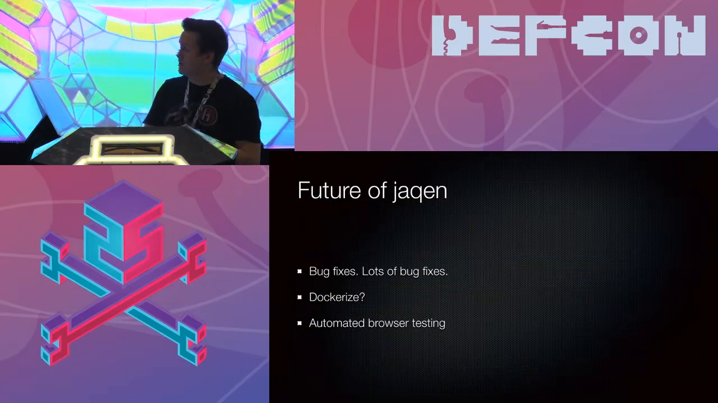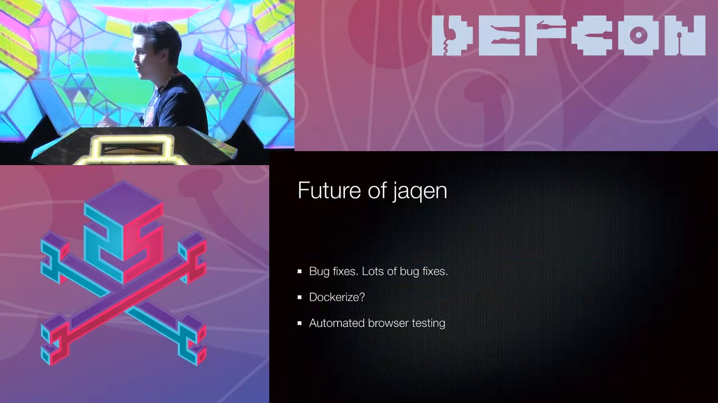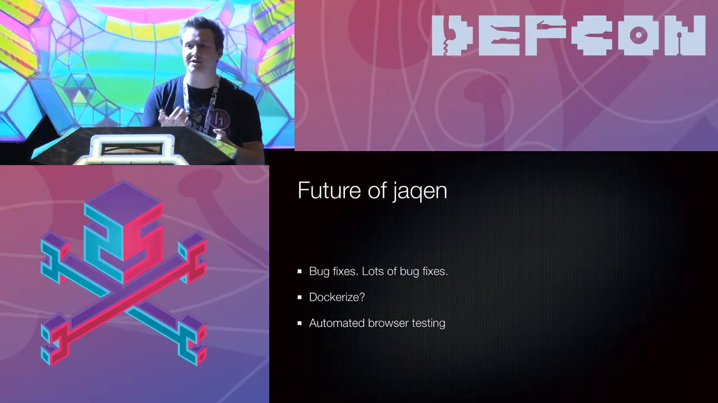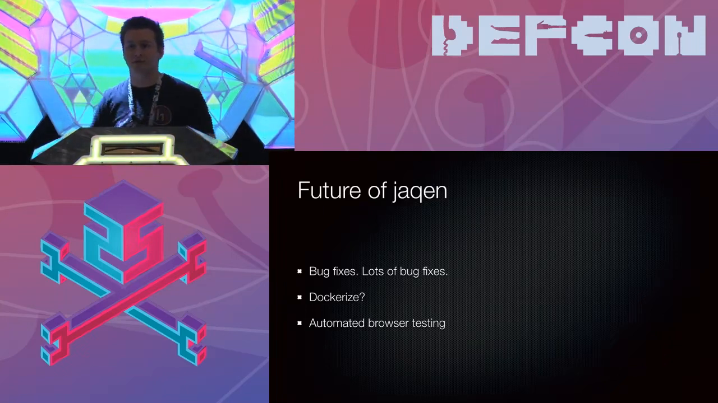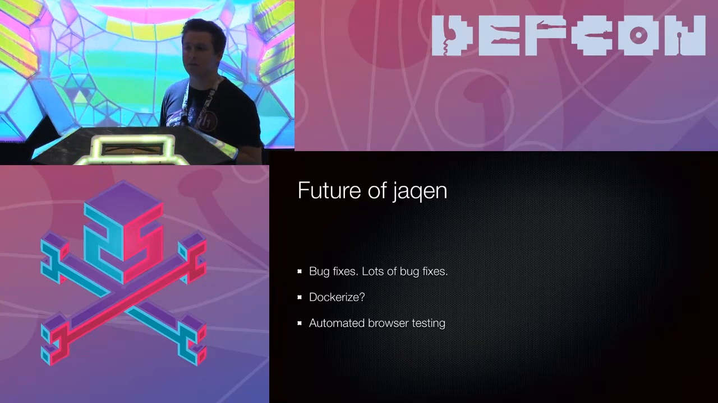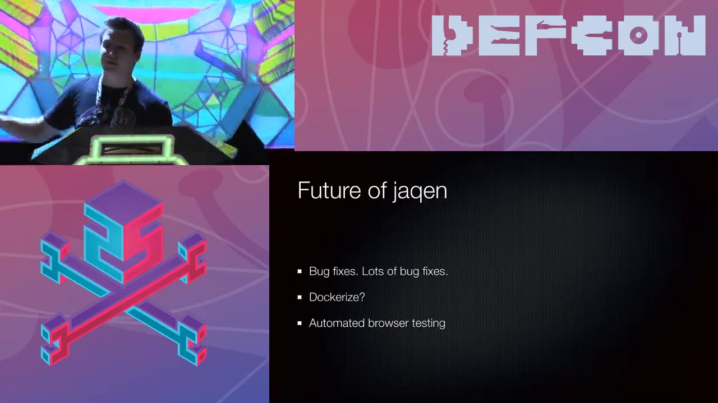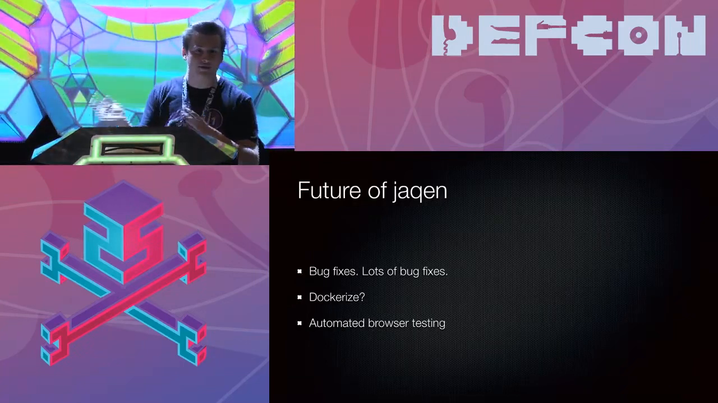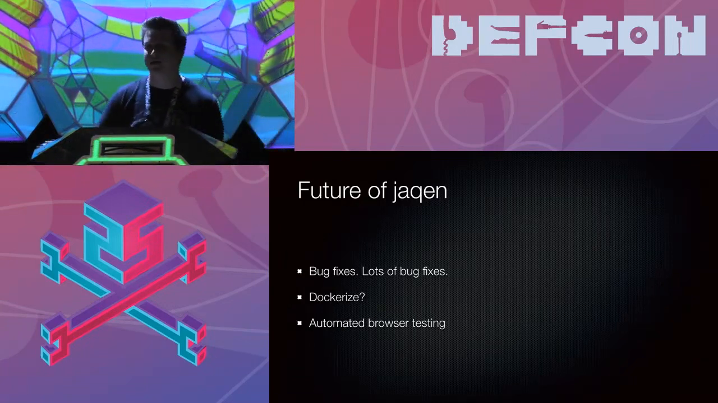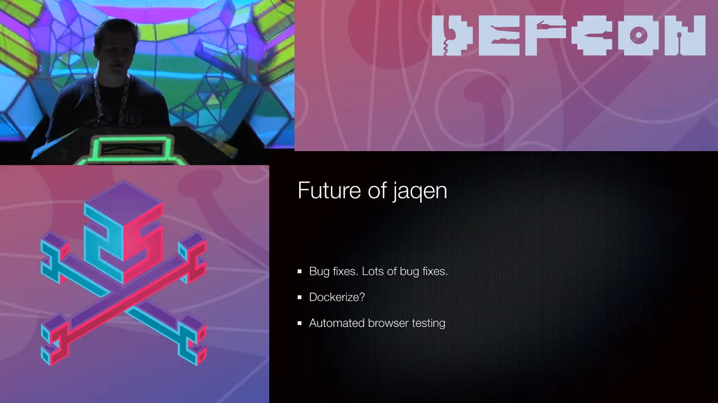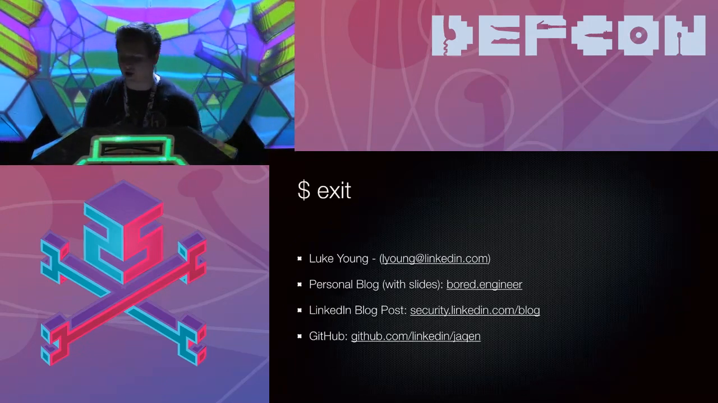What is the future of the tool? Bug fixes, lots of bug fixes. If you have it and it doesn't work under certain configurations, please open an issue. I'd be more than happy to take a look at it. I'd love to Dockerize it or something similar so that you can literally just drop this on a VM and get it running. And then what I would really love to see is automated browser testing. I'd like to set up sort of a BrowserStack type setup where you can see, oh, they changed the DNS handling on Windows 10 for this version of Firefox, and get alerts for that so that we can improve the tool.